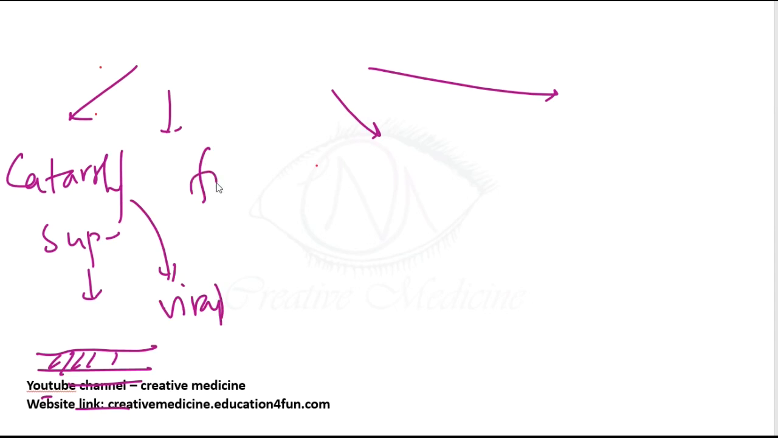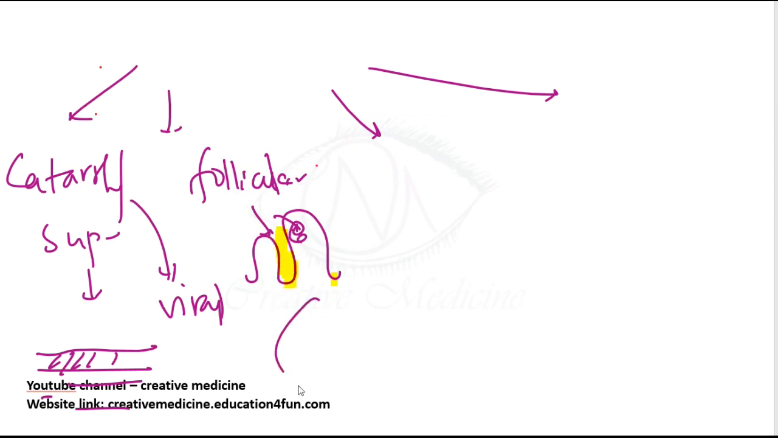Then we have acute follicular tonsillitis. Here the infection spreads through the crypts and infects the crypts. Once it infects, the crypts are filled with purulent material. So you will see some yellowish spots in the tonsil. So this is acute follicular tonsillitis.